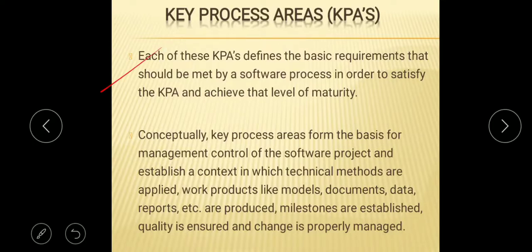Conceptually, key process areas form the basis for management control of the software project and establish a context in which technical methods are applied. Work products like models, documents, data, reports, etc. are produced. Milestones are established, quality is ensured, and change is properly managed.